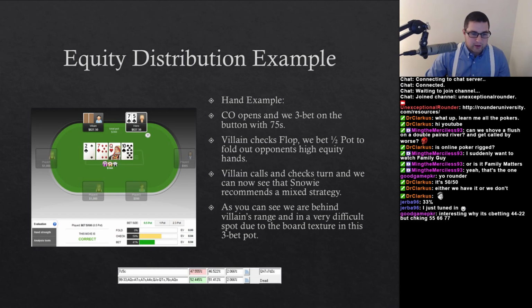When we check, we let all of those cards, any two cards higher than a 7, get a free look at drawing out on us.